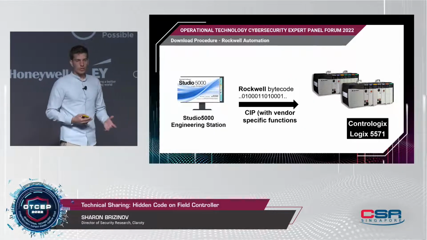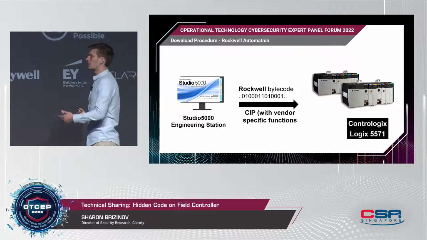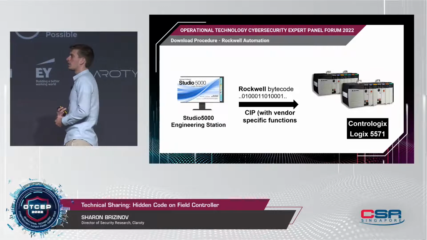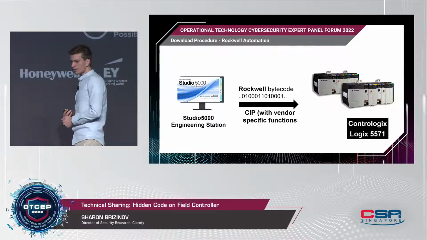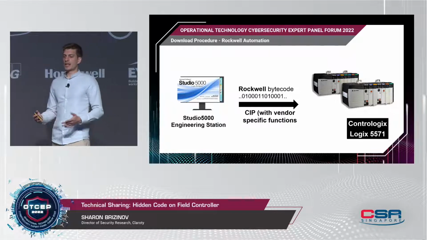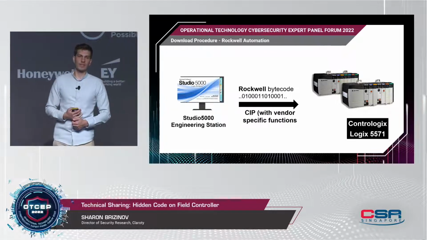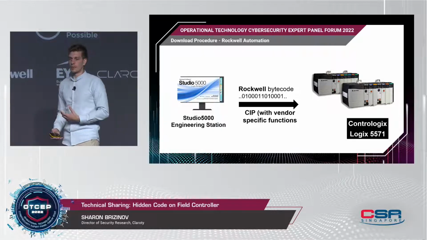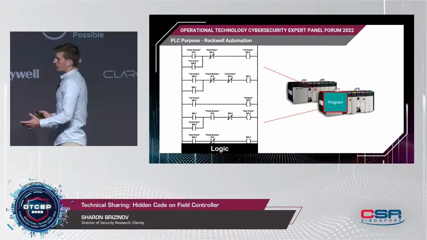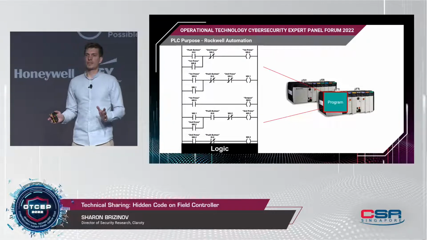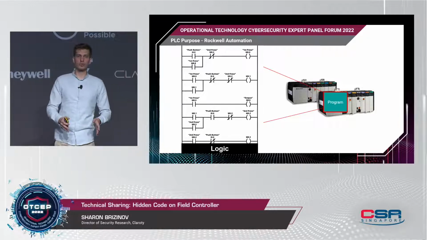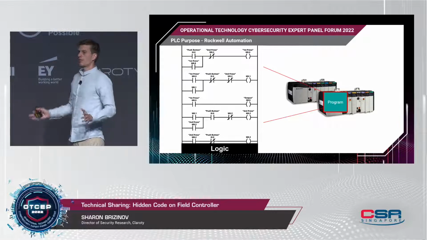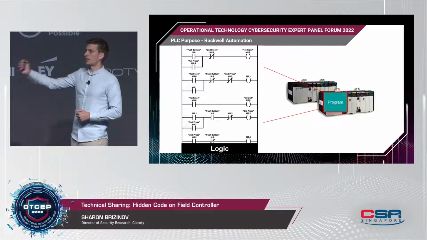Another example is Rockwell. Just like before, we have the engineering station. In this case, it's Studio 5000. We have the Rockwell bytecode, and the proprietary protocol is CIP with vendor-specific functions. The PLC in this case is ControlLogix 5571. And again, these are just examples we mostly worked with in our lab. As I said before, our entire purpose of this procedure, the download procedure, is to transfer the logic to the PLC.